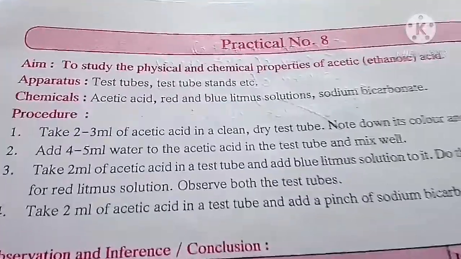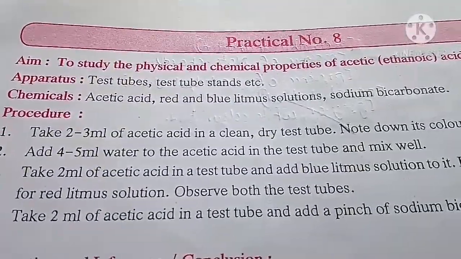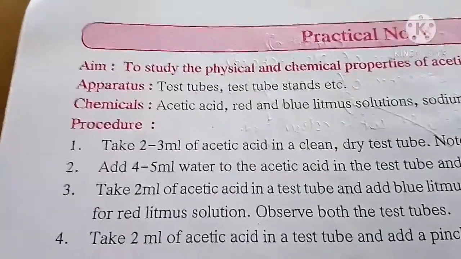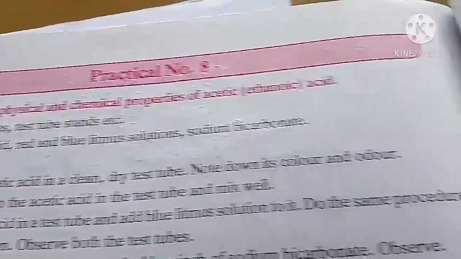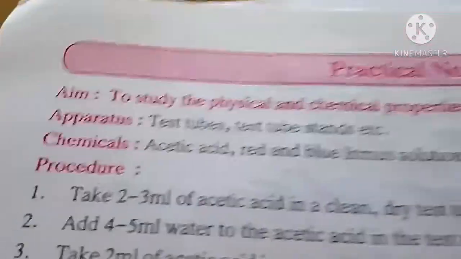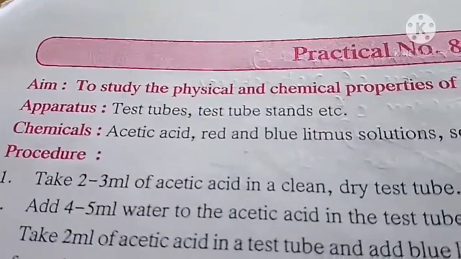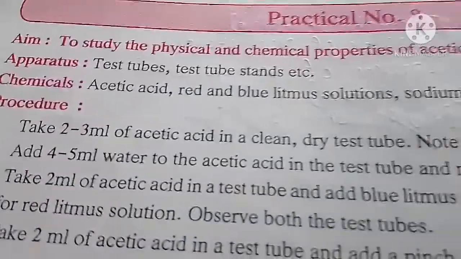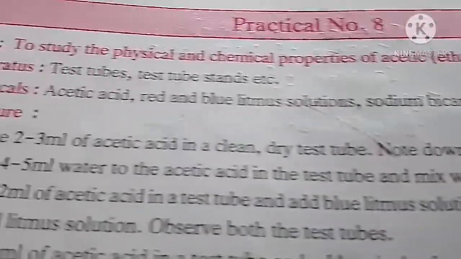Hello everyone. Today we are going to learn practical number 8, paper 1. Aim: to study the physical and chemical properties of acetic acid. Apparatus: test tube stands, etc. Chemicals: acetic acid, red and blue litmus solutions, sodium bicarbonate.